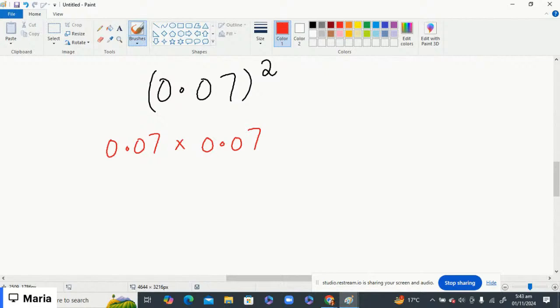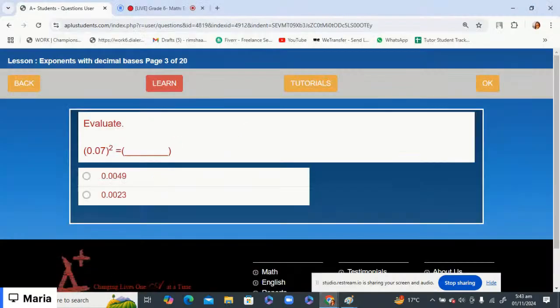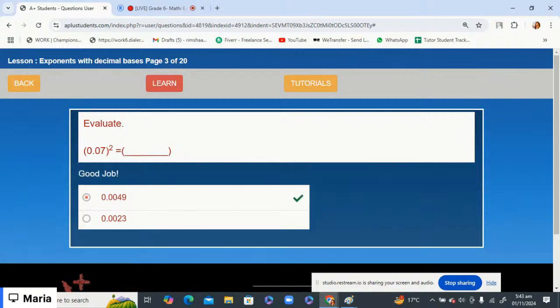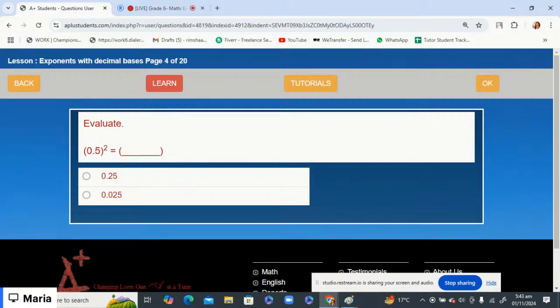Very good. Someone told me it's 0.0049. Is it right? Everyone check it out. Is it the right answer? Yes, good. It's the right answer. Let's go with it. Good job. Okay, solve this one. Everyone solve this one. 0.5 power 2.